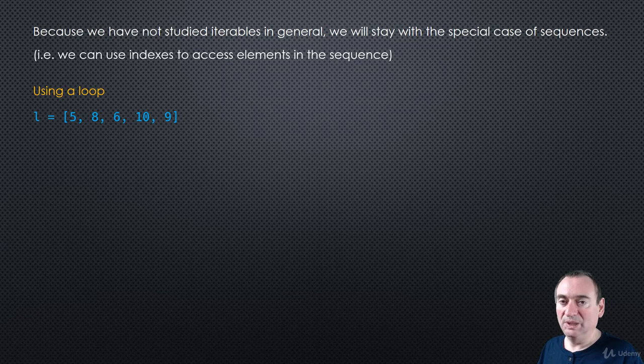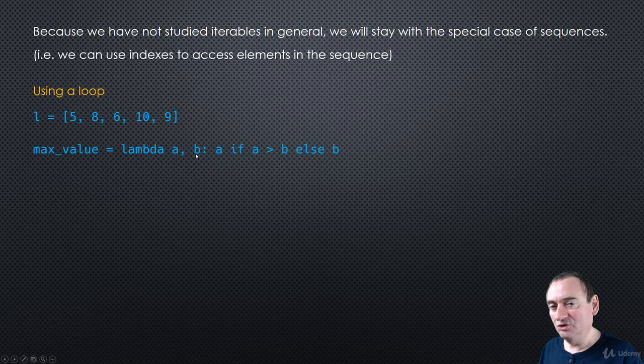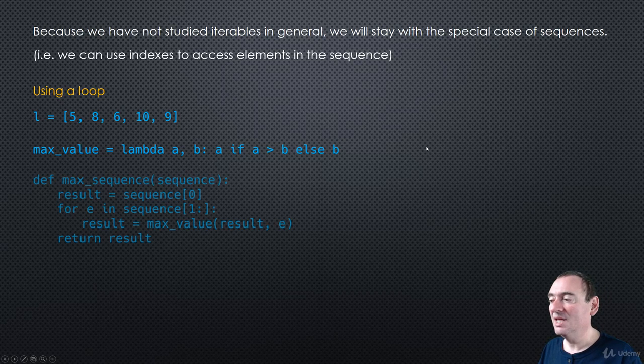So let's actually write this out in code using a loop. We'll start with a list. We're going to define this function called maxValue, and it's basically just a small lambda function, and it's going to take two arguments. So again, this is critical. It's always two arguments. And what is it going to return? Well, it's going to return a if a is greater than b, otherwise it's going to return b. So basically, it's going to return the maximum of those two values.